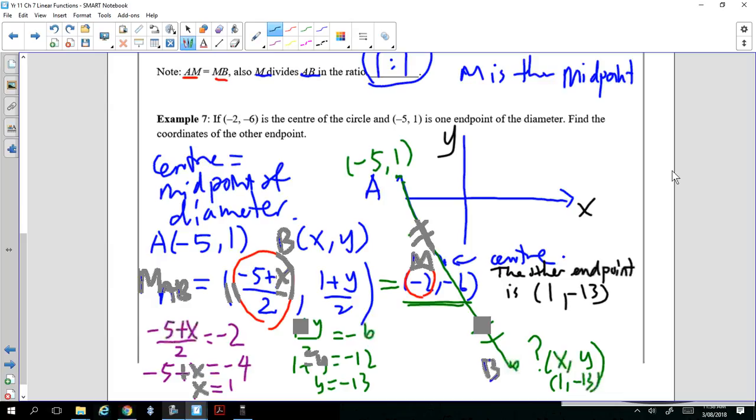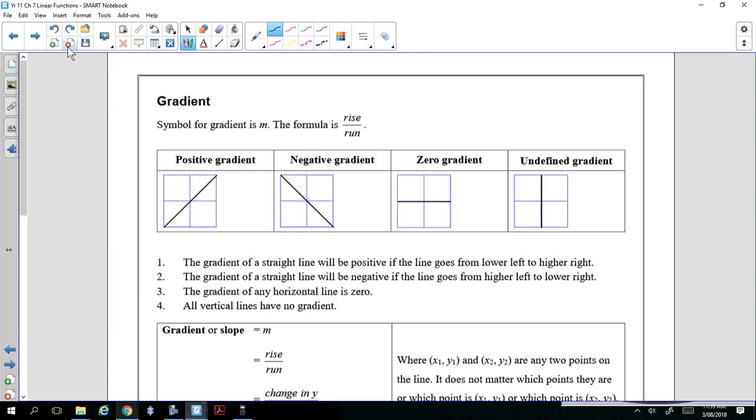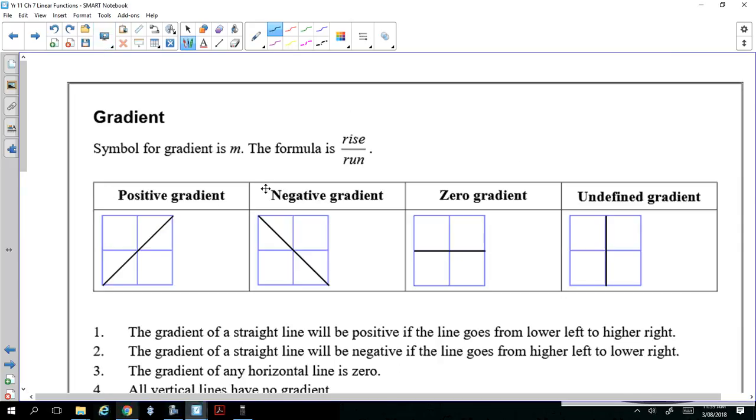Okay? All finished? Done? Okay, next one. Gradient. How do we find gradient? The symbol for gradient is small m. So notice that capital M is midpoint. If it's a little m, it means gradient. So there's a difference. And the formula for gradient is rise over run.